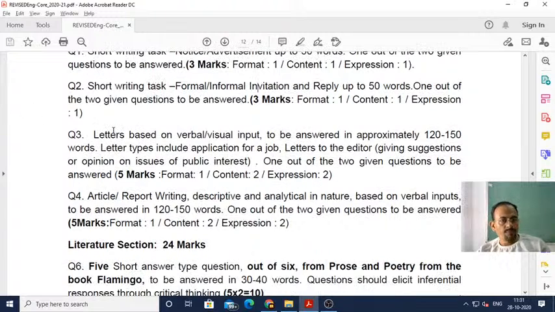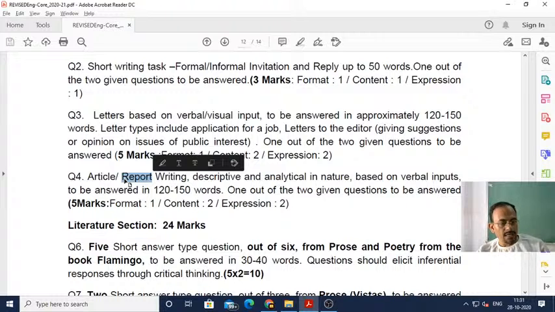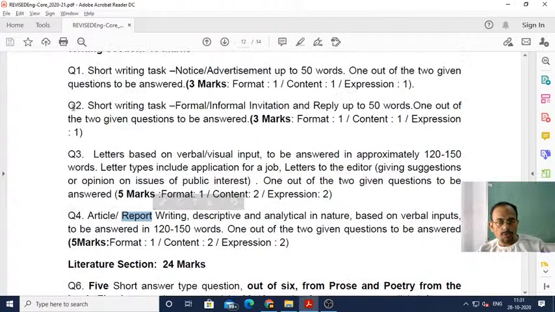Then question number 3 will consist of a letter. The types of letter will be either a job application or letters to the editor. You've got to answer any one. Here the marks consist of 5. Next, the 4th question will also consist of article and report. Questions on article writing and report writing, you've got to answer any one. So you've got a total of 4 questions from writing skill.